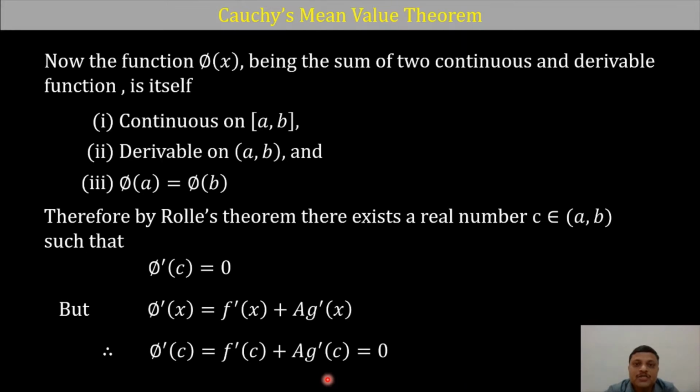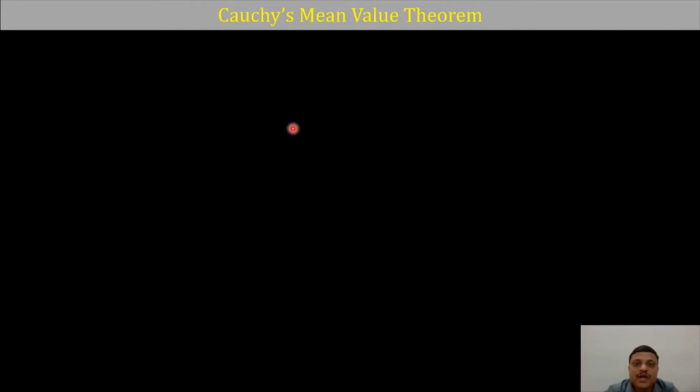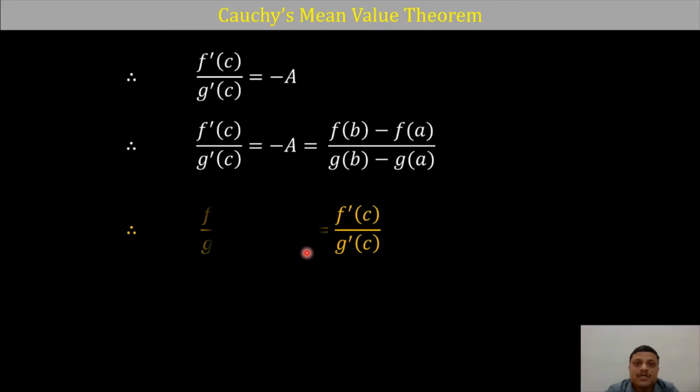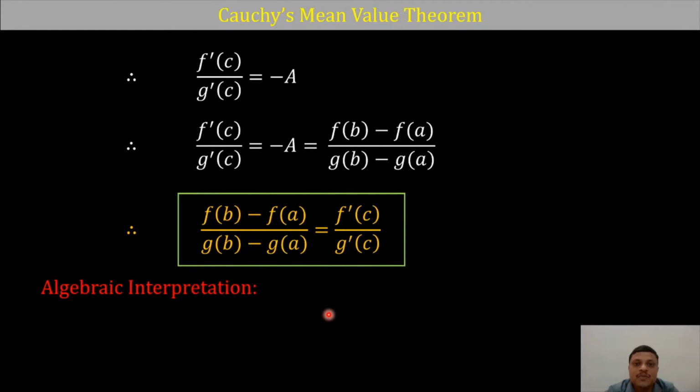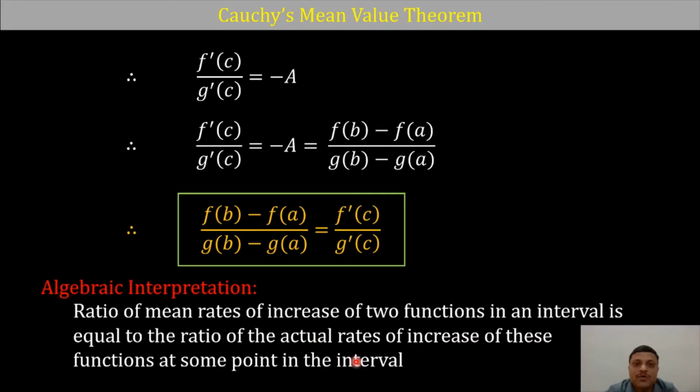Therefore, f dash of c upon g dash of c, simplifying this expression, gives us its value as minus a. Now replace the value of a here, that gives us f dash of c upon g dash of c is equal to f of b minus f of a divided by g of b minus g of a. So see, this is how we can prove CMVT using RMVT. Already we have mentioned its algebraic interpretation. Again we will note it down.